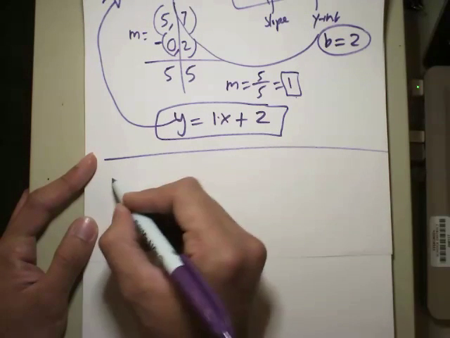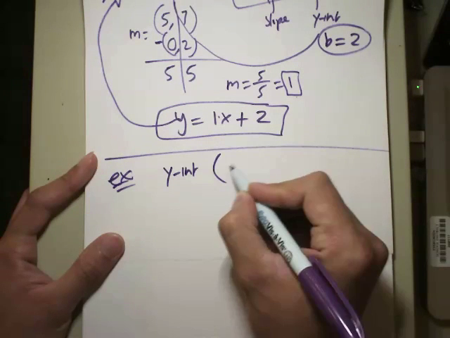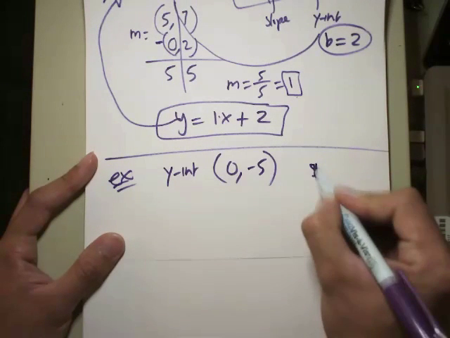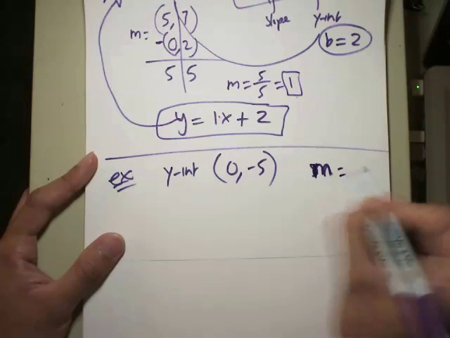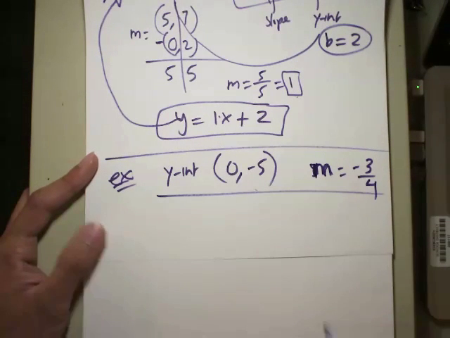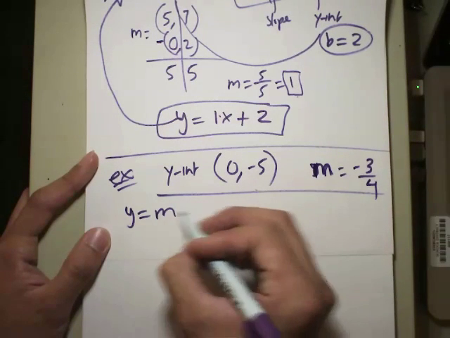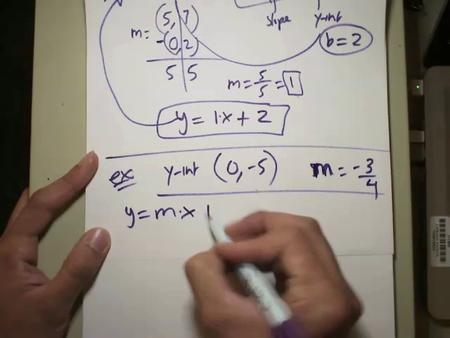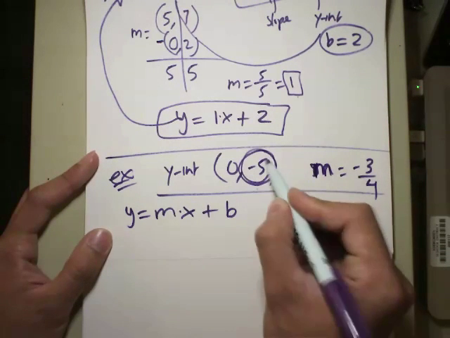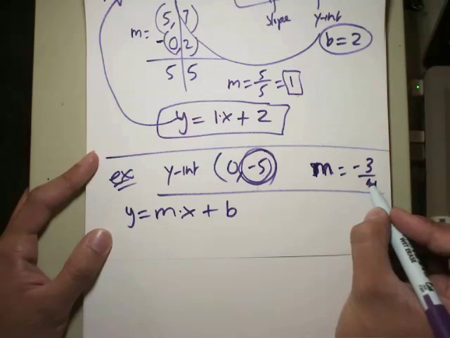So for instance, here's another one. If I say, okay guys, here's my y-intercept of (0, -5), and my slope, which is m, given as -3/4, I want you to write this using the given information into a slope-intercept form. Once again, slope-intercept form is y equals the slope times x plus the y-intercept. So according to what's already given, we know that the y-intercept is -5. We can quickly substitute that into b. We know what m is, -3/4.